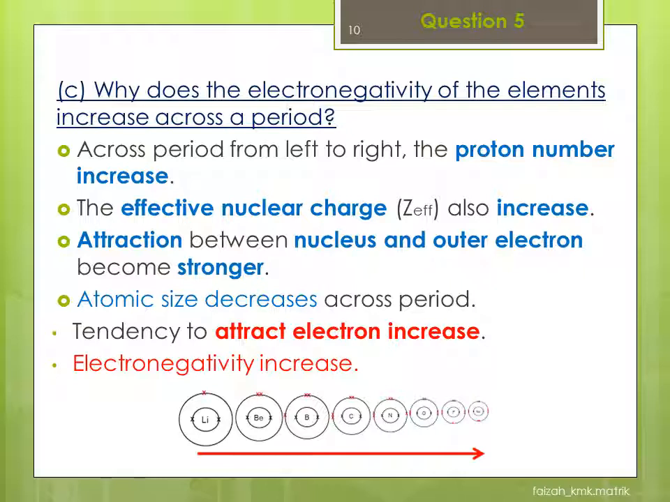Apa yang kita dapati, saiz atom semakin kecil. Hal ini kerana daya tarikan antara nukleus dan outer elektron adalah kuat. Oleh itu, merentasi kala, atom semakin kuat menarik elektron ke arahnya. Oleh itu, electronegativity akan meningkat.